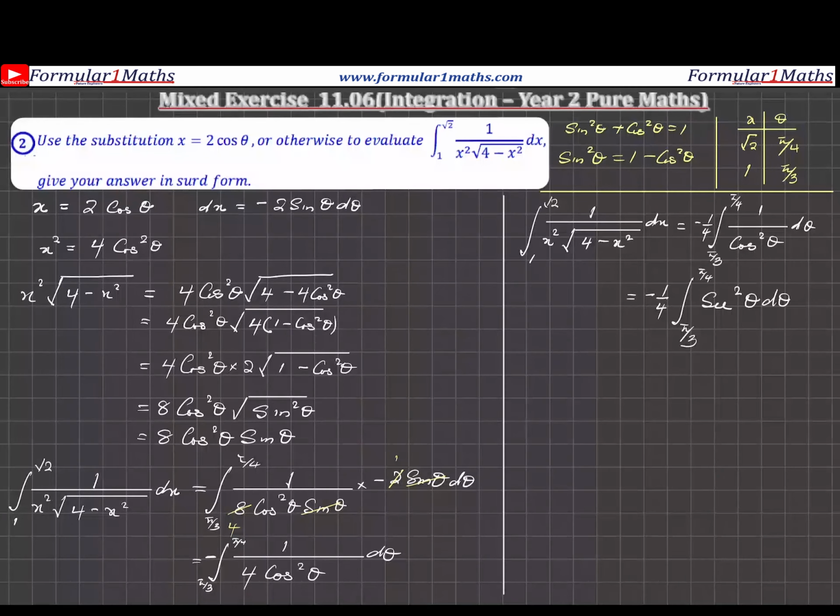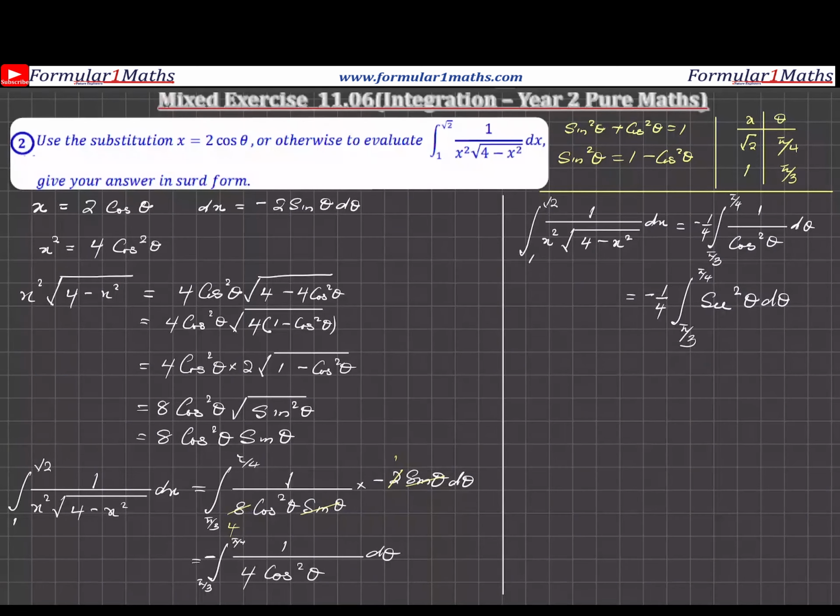The integration of sec squared theta is tan theta. So my integration will be minus 1 over 4 tan theta between pi on 3 and pi on 4. So I'm going to put pi on 4 in there and pi on 3 over there and subtract them. So I'll get minus 1 over 4 tan pi on 4 minus tan pi on 3.